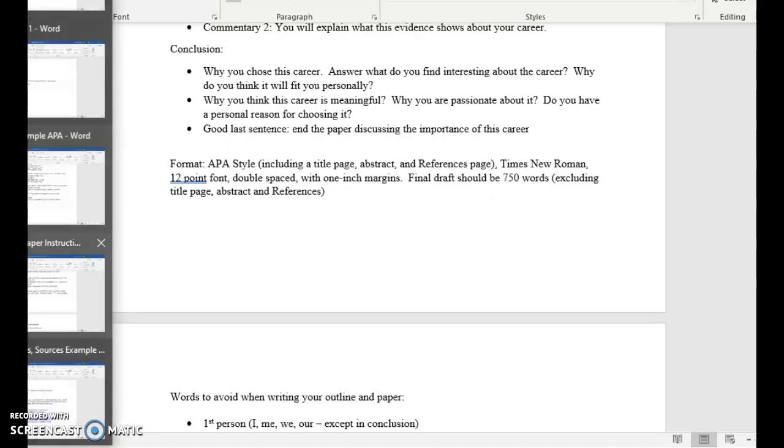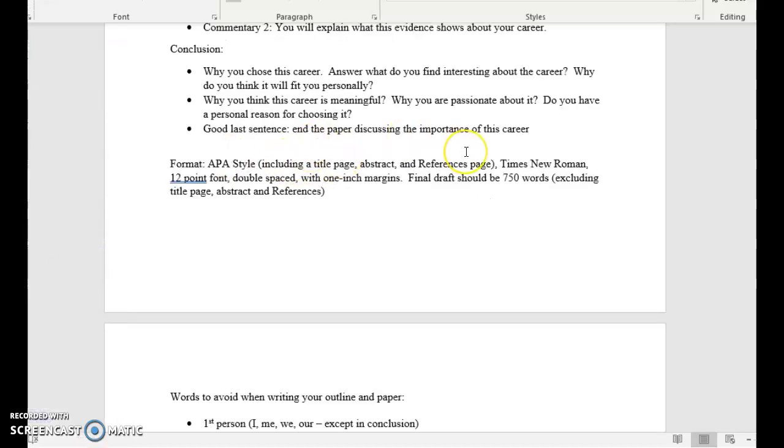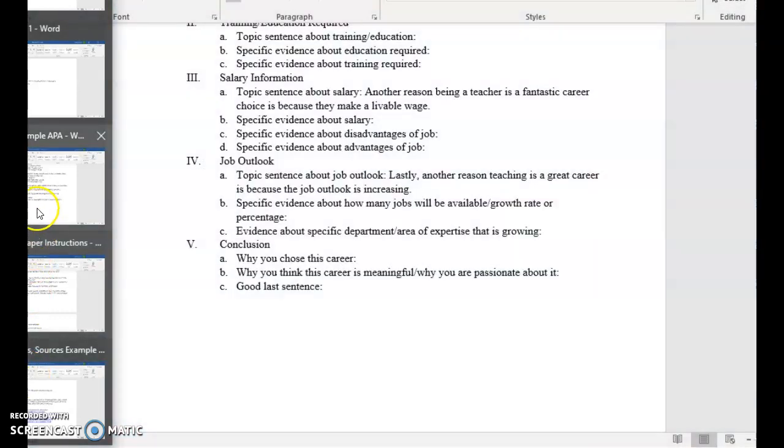In this document, I talk about how you can end the paper discussing the importance of the career. Okay, just say something kind of meaningful at the end. All right, so that is how you complete the outline, and that is the format of it.